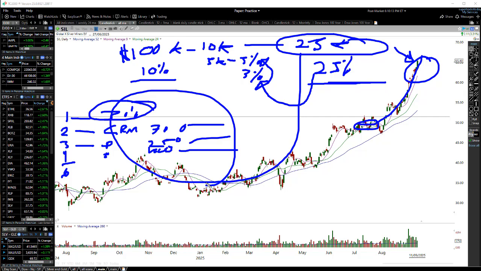Now, of course, this takes skill, right? It takes skill of getting into the trade. What do I look for? And then it takes skill of what? How do I manage the trade? How do I stay in? How do I let the profits run?